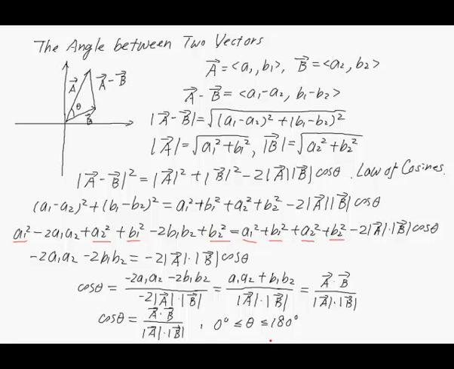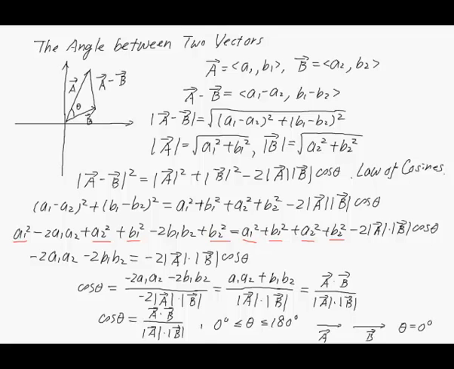The two special cases: if vector A and vector B have the same direction, then theta is equal to 0 degrees. For example, you have vector A like this and vector B like this, and in this case theta is equal to 0 degrees. And if you have two vectors which have opposite directions, then theta is equal to 180 degrees.